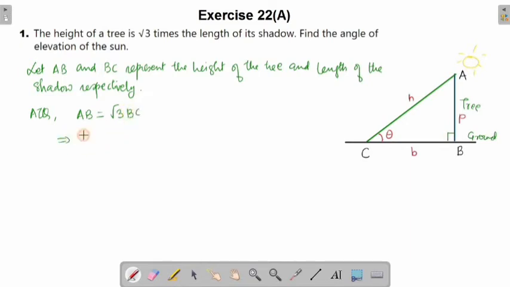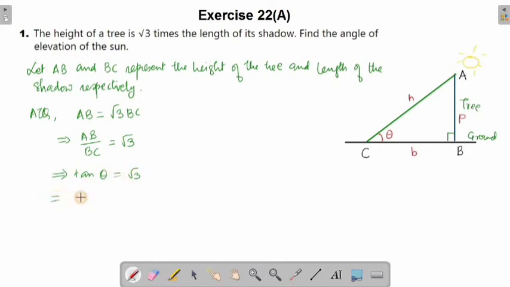Now what I am going to do is take this BC to the denominator, so you are left with root 3. Now AB is the perpendicular. What is BC? BC is the base. So basically this is P by B, and you know P by B is tan, isn't it? So that's why this is tan theta equals root 3.